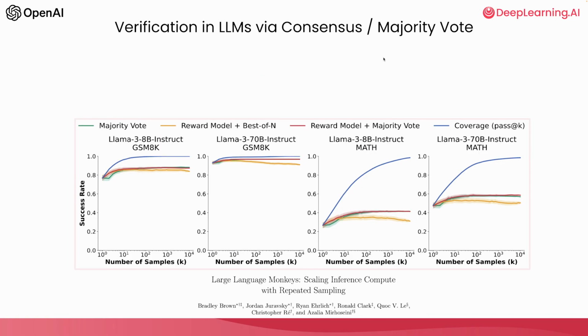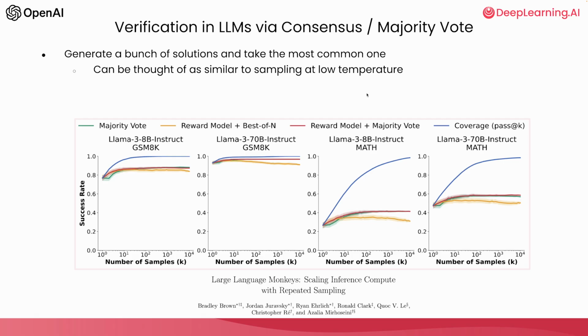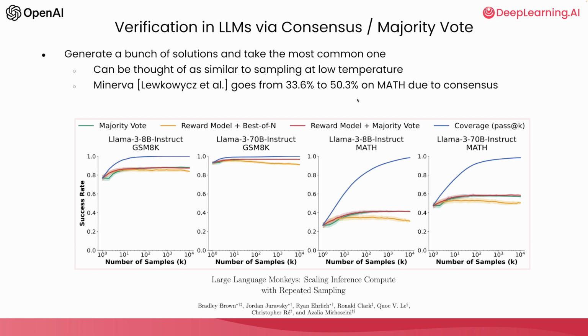The other key breakthrough that led to the increase in performance with O1 was teaching it to verify outputs via consensus voting. The way this works is that we generate a bunch of solutions and train the LLM to choose the most common one. You can think of this as similar to when we sample at low temperature. In one paper, we saw a math benchmark go from 33% to 50% improvement purely due to consensus voting. Consensus also flatlines before 100 samples, so you don't need a huge amount of samples to realize the performance improvement here.